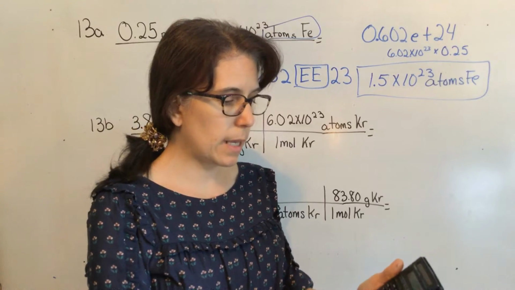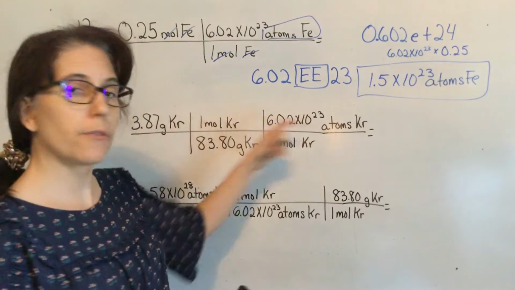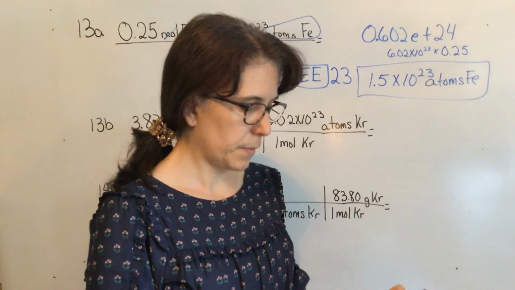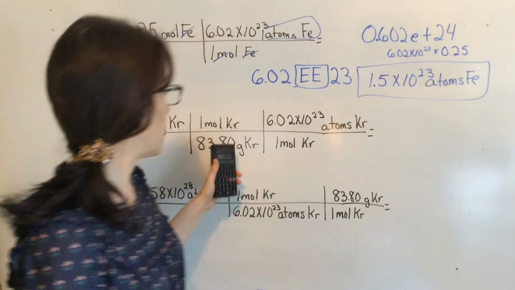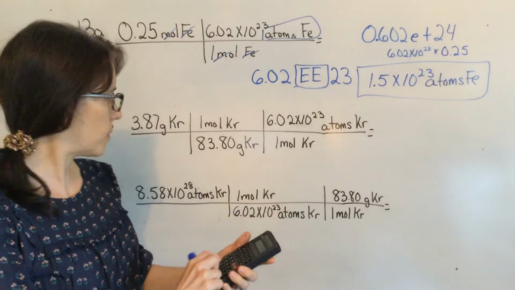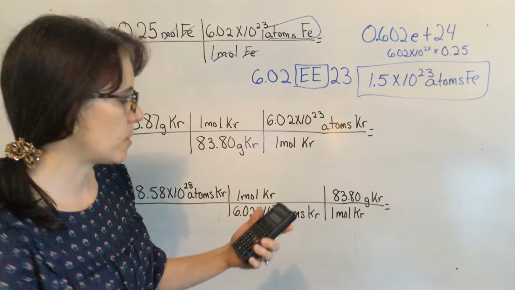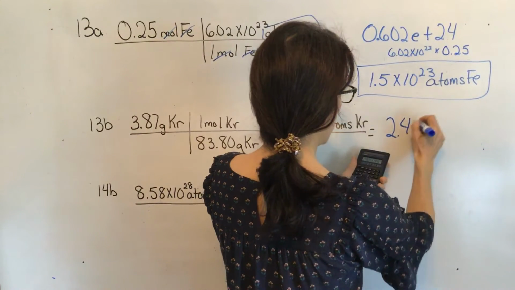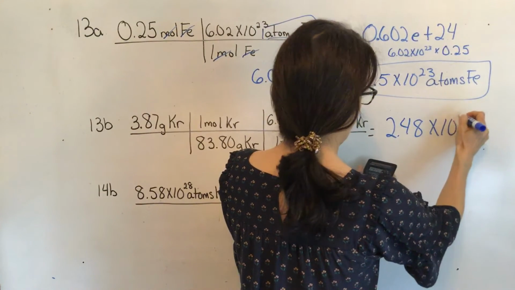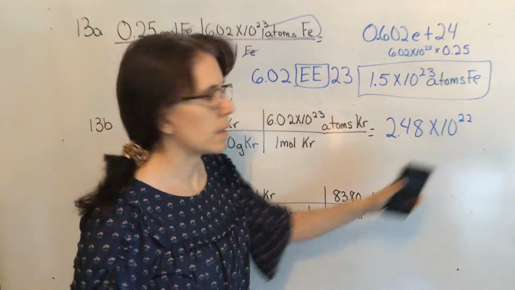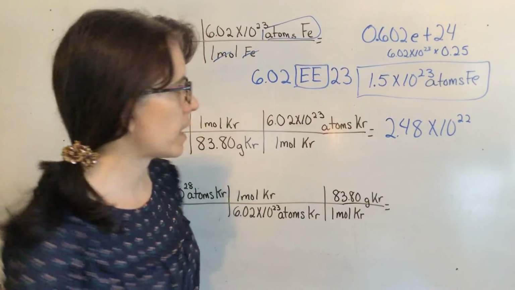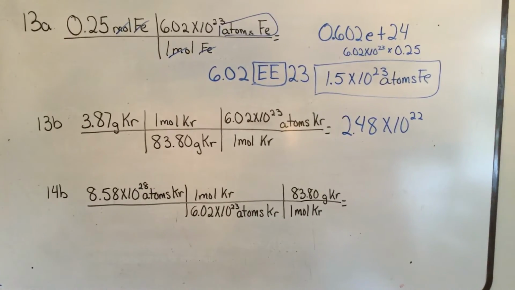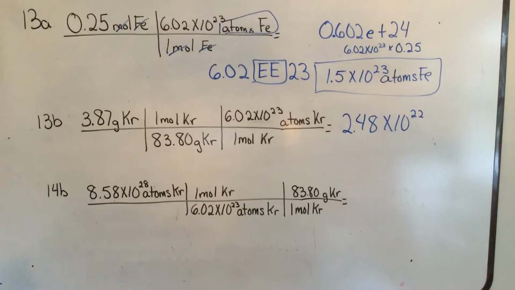And then I'm going to hit the equal sign after I multiply across everything in the numerator. Once I hit the equal sign, I can divide by the number on the bottom. Okay, and so the number you're going to get is 2.48, I don't think you can see that, can you? 2.48 times 10 to the 22nd. It's a little off. There we go. 2.48 times 10 to the 22nd.